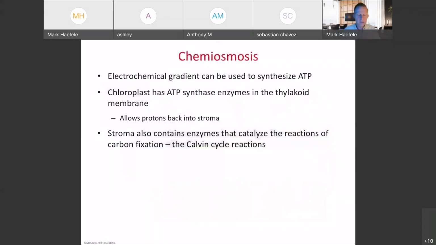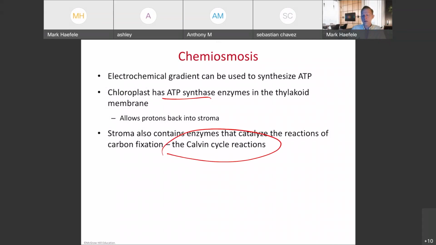So chemiosmosis then is driven by the ATP synthase enzyme, just like we saw with cellular respiration. So the protons are what basically drives this. So it basically moves through the ATP synthase, and it transfers its energy into the production of ATP. And so ultimately then, this means that ATP and NADPH are out in the stroma, and the stroma happens to be where the Calvin cycle reactions are, the dark reactions.